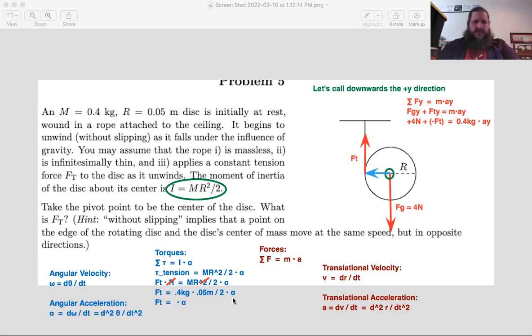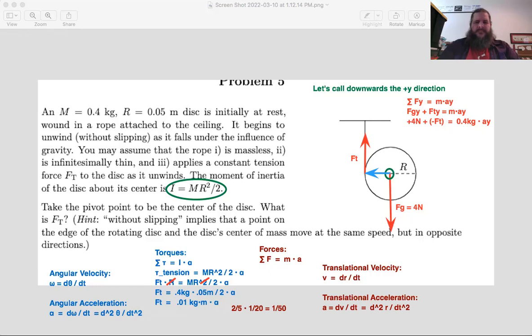So that'll be 2 and 20 reduced to 1 and 10, so we get 1/50. Then we're dividing that by 2, so we get 1/100th. So overall, the force of tension should be 1/100th, or 0.01. And we still have units of kilogram meters times the angular acceleration.